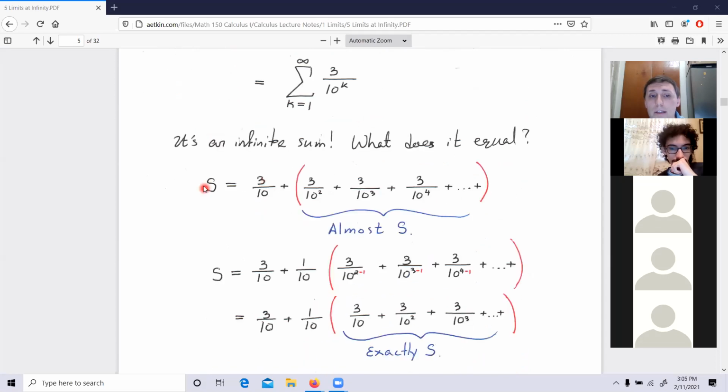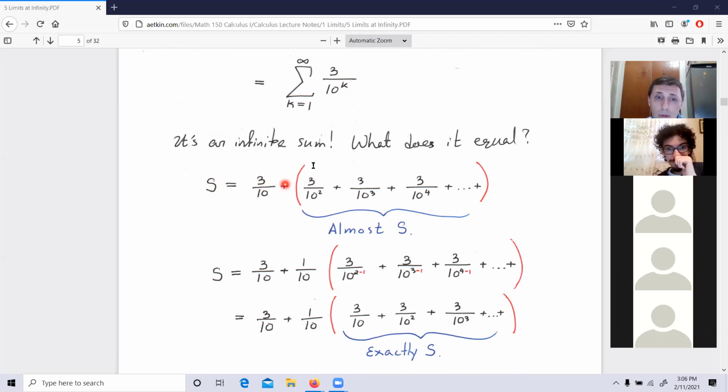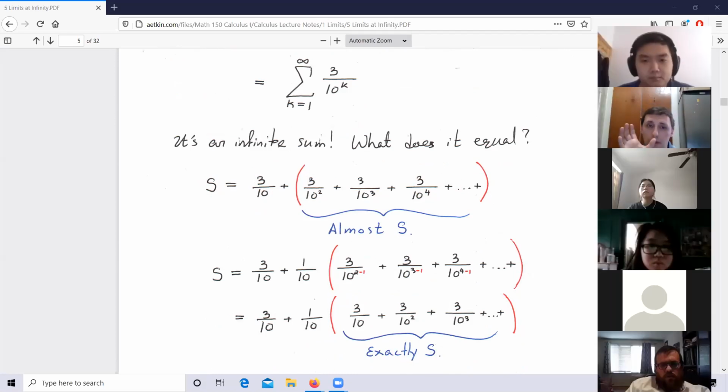So I can set the summation as 3 over 10 plus 3 over 10 squared, etc. We just call it S. And look at what I put in the red parentheses. I move beyond the first term, and what I place in the red parentheses looks almost like the original thing, with a minor difference. You have to notice that, guys.